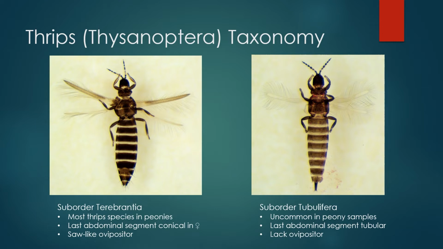Females also have a saw-like ovipositor that is used to insert eggs into plant tissues. The Tubulifera were uncommonly collected in peony samples and have the last abdominal segment tube-shaped in adults. Species belonging to this group also lack an ovipositor and instead lay eggs directly onto the surface of plants.